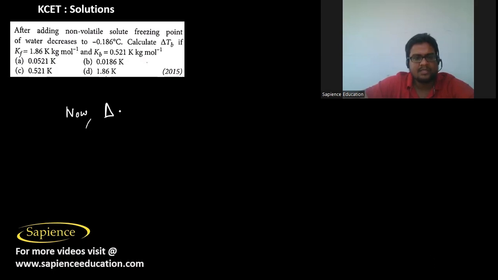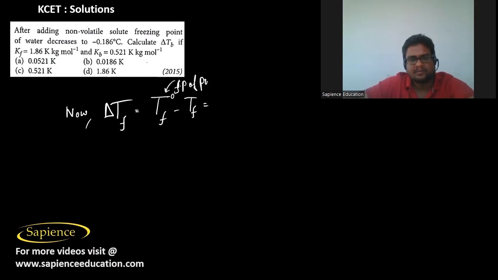So now delta TF, which is the depression in the freezing point, is TF naught minus TF. TF naught means the freezing point of the pure solvent, the freezing point of pure water, which we know is 0 degree Celsius. TF is the freezing point of the solution, that is minus 0.186 degrees Celsius. So that will be 0.186 degrees Celsius.